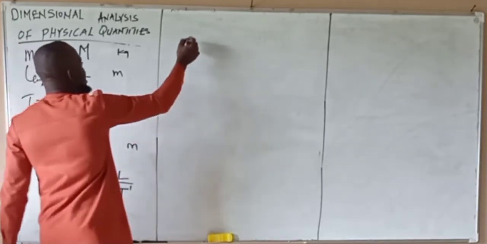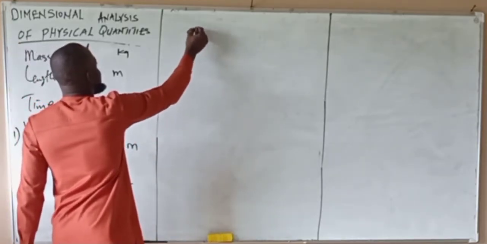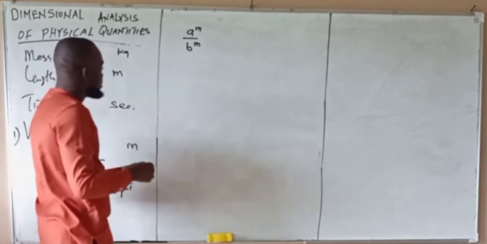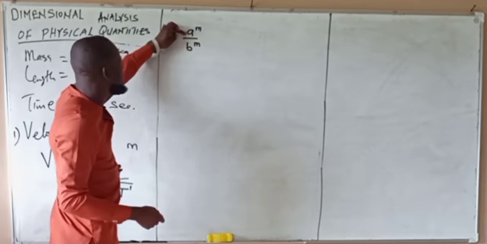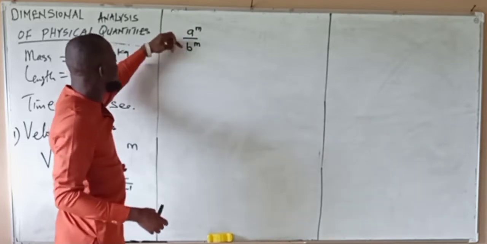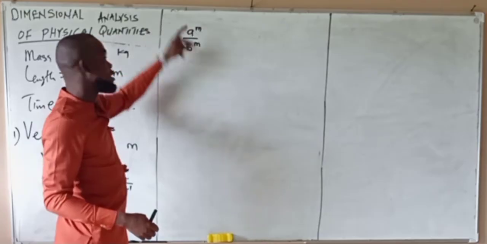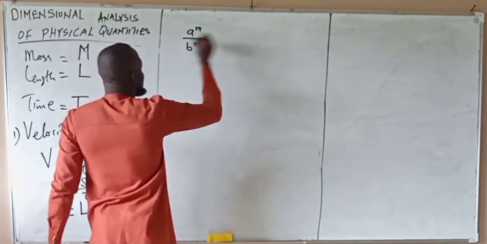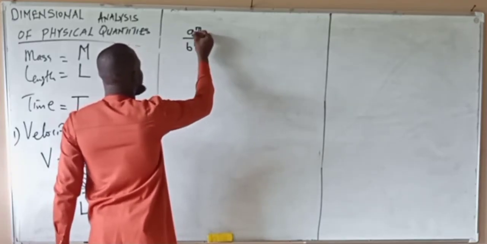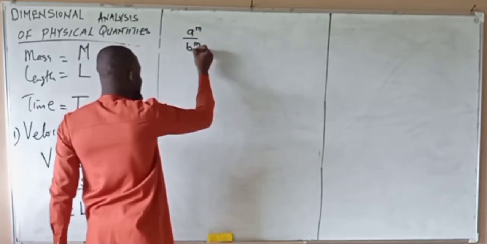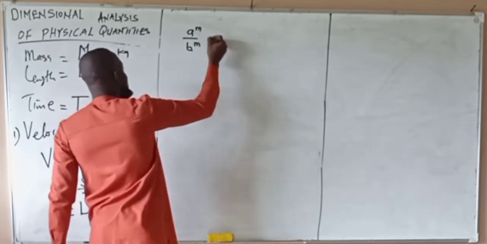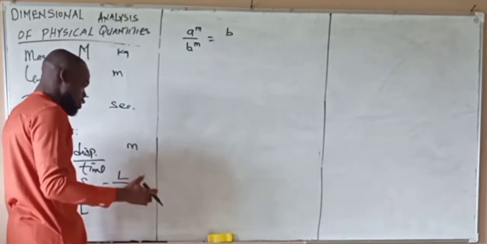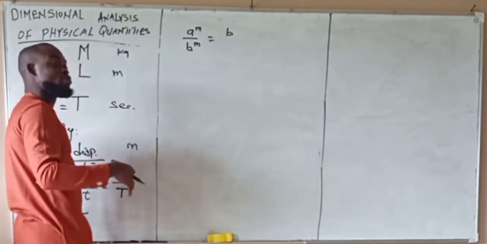Now look at something I'm going to show you. In mathematics, let's say we have a raised to power m over b raised to power n. Now, if this a moves from the top to the bottom, or this b moves from the bottom to the top side, the sign of this power will change. Look at what I mean. If I decide to move it downward and bring this b upward, b raised to the power will change sign. If it was positive before, it changes to negative. If it was negative before, it changes to positive.